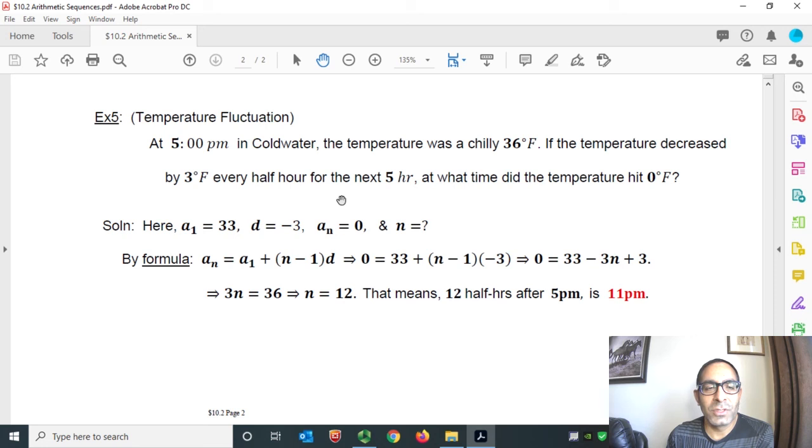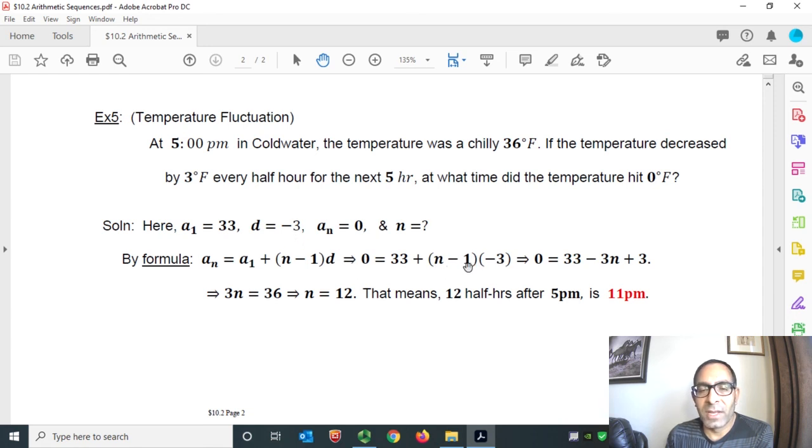Awesome. Now let's begin the solutions. Here, what's given to us: the first term is 33, since 36 degrees minus 3 degrees is 33. The common difference is negative 3. The last term is 0. And we need to find the value of n. So by formula, an equals the first term plus n minus 1 times the common difference. Next step, the last term an is 0, equals the first term 33 plus (n minus 1) times the common difference, negative 3.